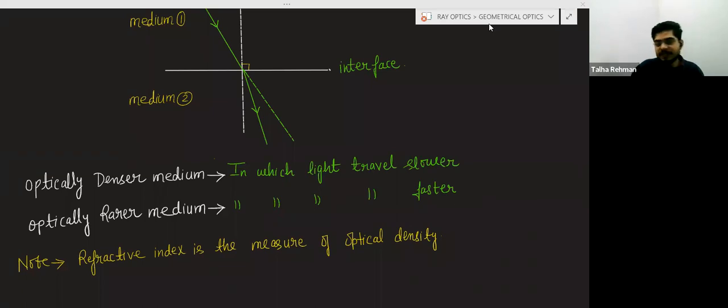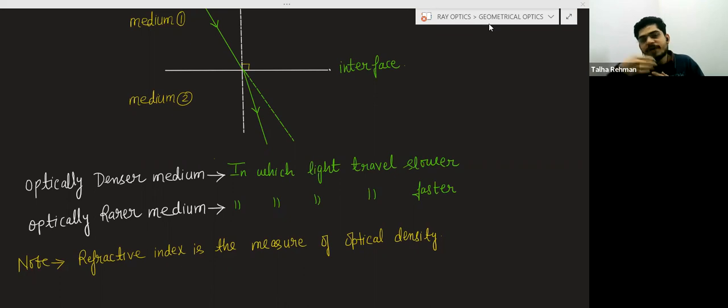So optical density decides which medium will be rarer and which medium will be denser. So if the optical density is more of any medium as compared to another medium, then you can say that that medium is a denser medium.